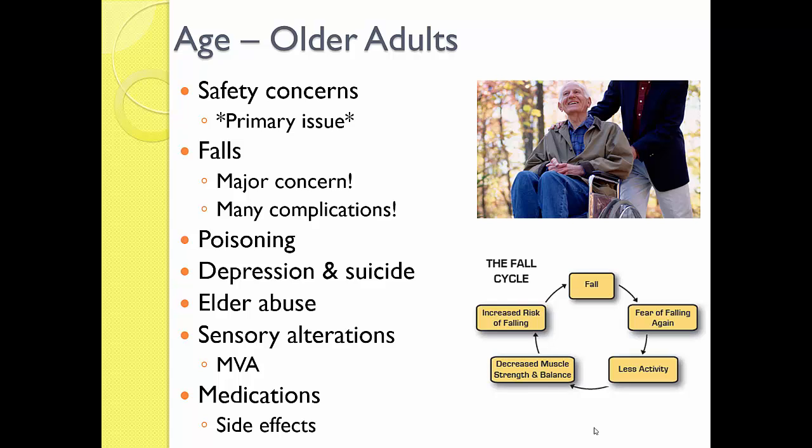Some other concerns: poisoning, if they're taking incorrect amounts of medications. If they have impaired vision, they're not able to see how much they should be taking. Depression and suicide is a concern in this age population. Elder abuse, sensory alterations, and those could lead to things like a motor vehicle accident if they have impaired vision or hearing. And then medications, side effects of those, again, can put a patient at risk for a fall and just put their safety at risk.